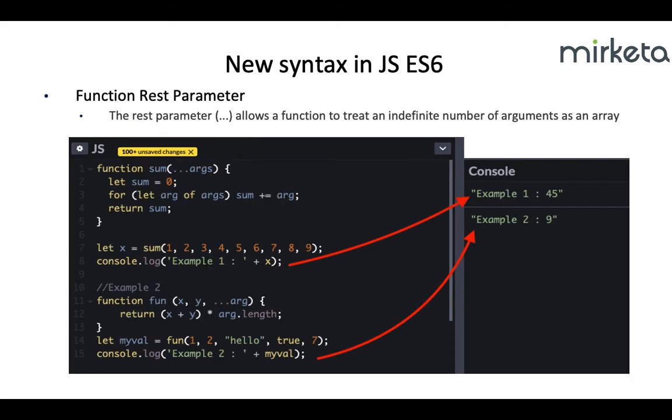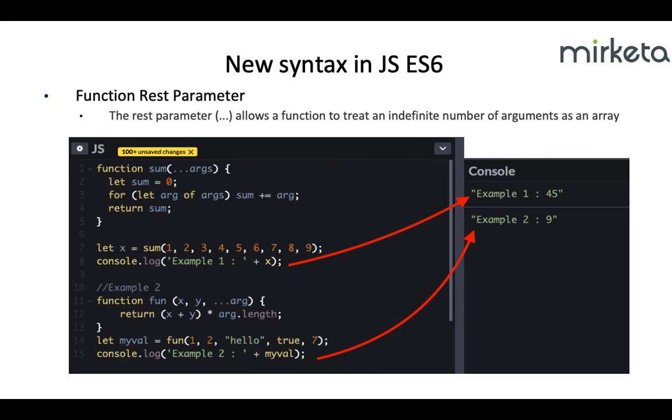Next one is function rest parameter, usually denoted as 3 dots. It allows a function to treat an infinite number of arguments. Please check this code where we can send n number of arguments and the function processes all the parameters. So here we pass the values 1 to 9 and we get the sum of the result here. If you want to go with parameters of different types also, it is possible here.